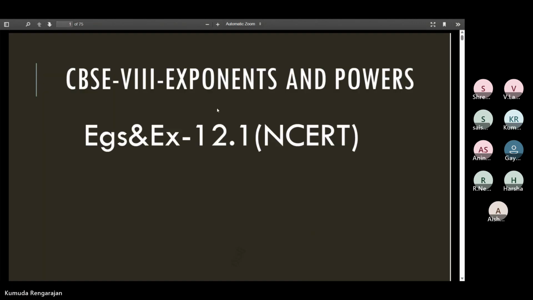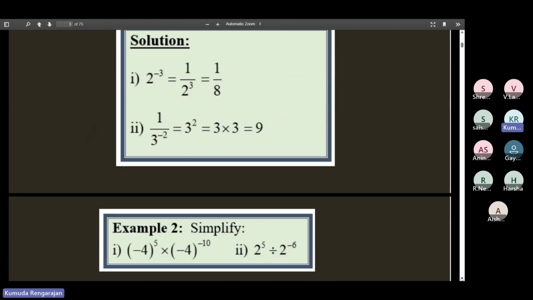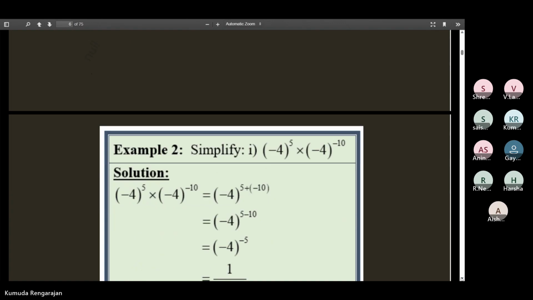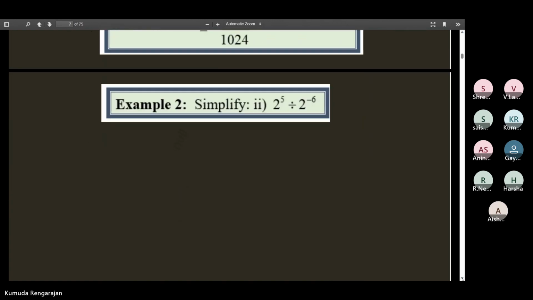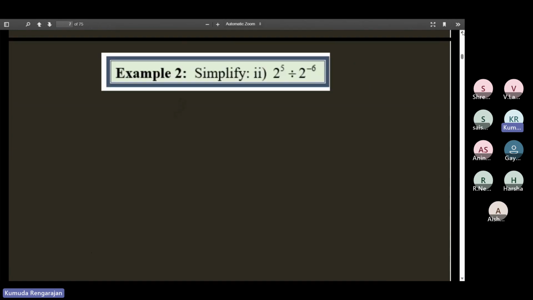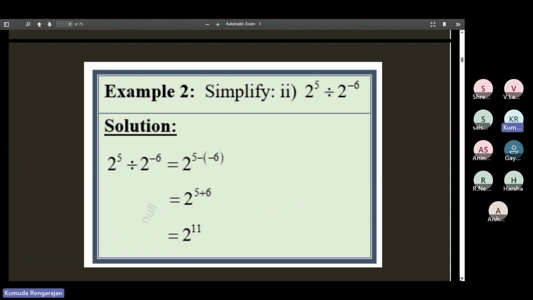Yeah. So you can see here, exponents and powers, examples in exercise 12.1 NCERT. Okay, so first question, first answer, question. So see, why do I do this? Because I don't want you to see the answer straight away. So you can see the question and then try it yourself and then check if you're right. So that's why question alone and then question and answer.